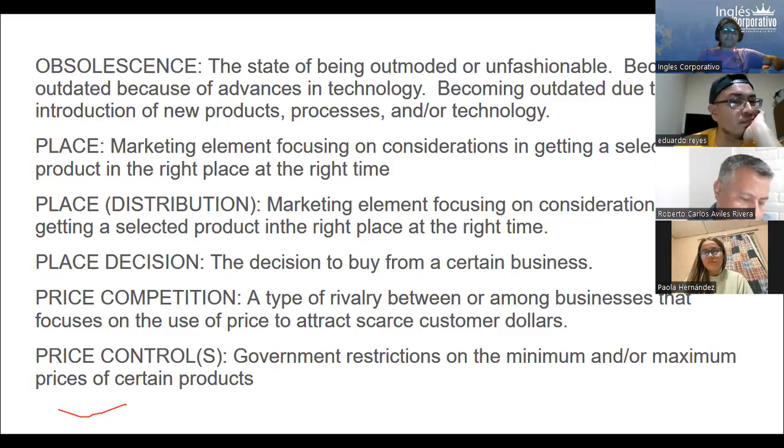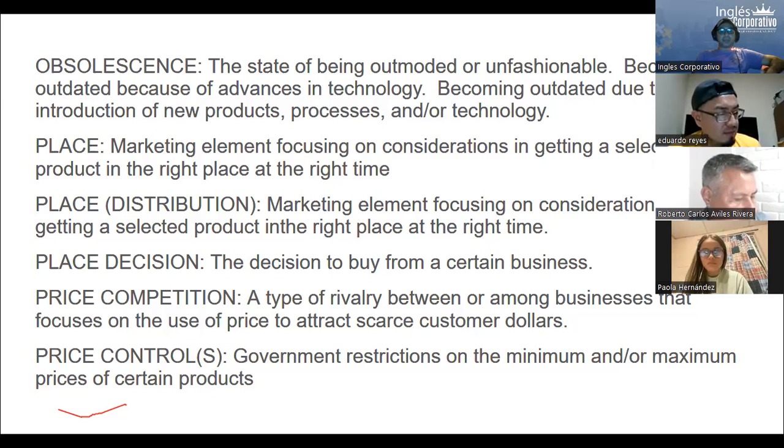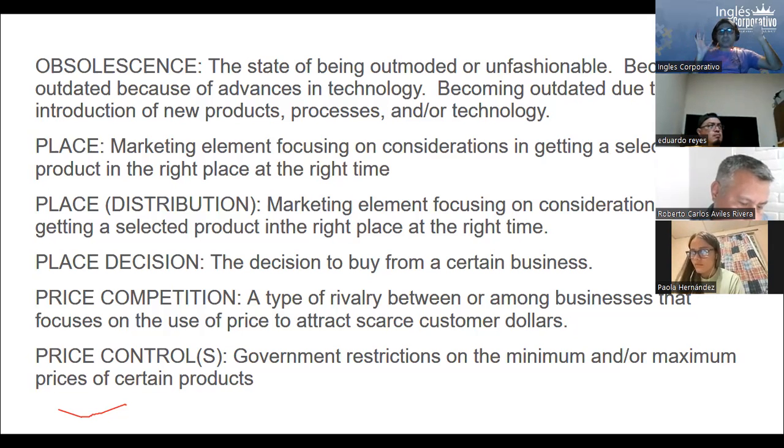Okay. Place, marketing element focusing on considerations in getting a selected product in the right place at the right time. Very good. So that is place. Remember that all this is regarding the product life cycle. So when you say place, only place, it is an element of marketing. When you consider different elements, you can launch a product to the right people at the right moment. So that is to place a product.